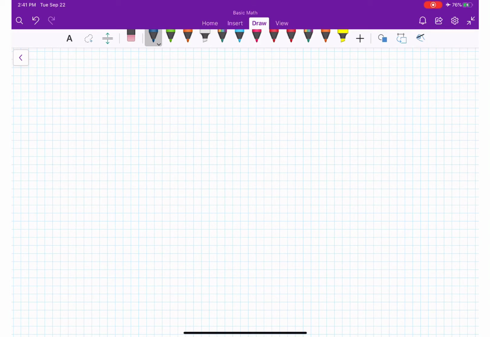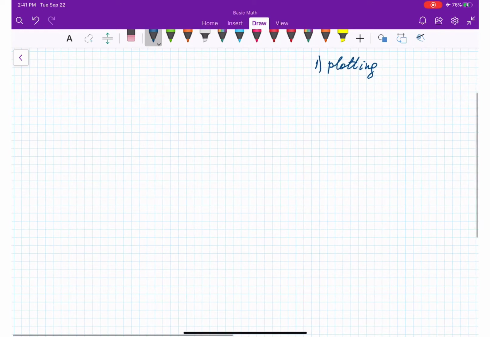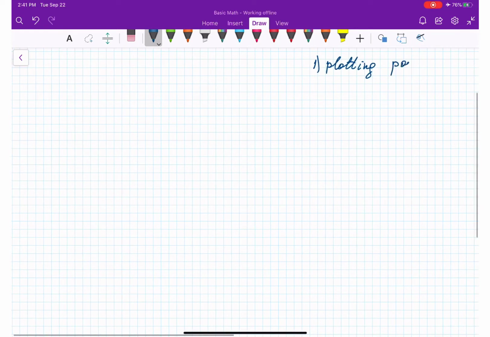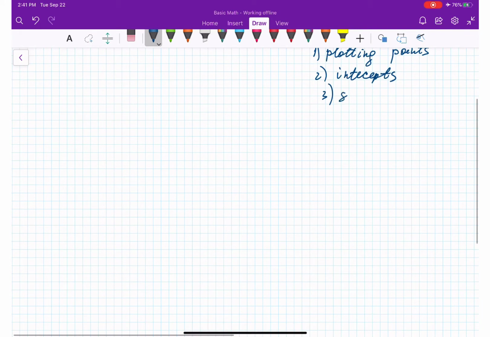We are going to learn how to graph linear equations. Linear equations can be graphed in three methods. First one is by plotting points. Second, intercept. Third one, based on slope intercept.